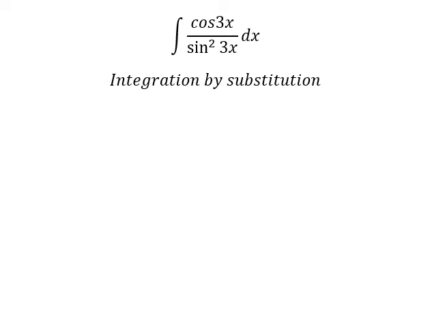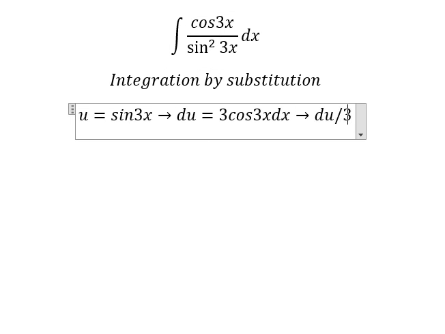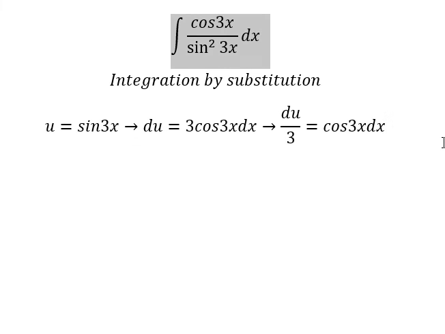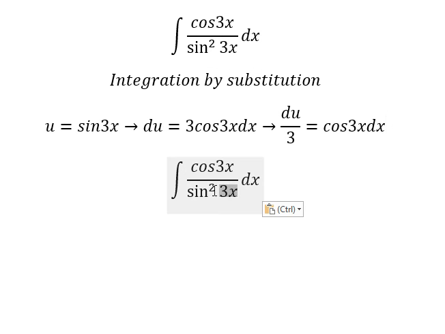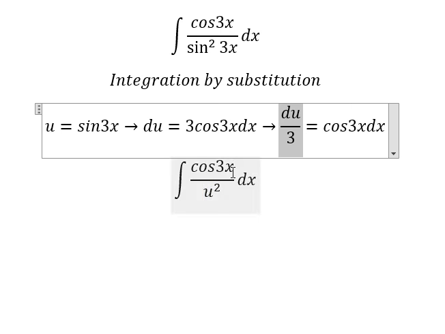So I will put u equals sine 3x. After that, we need to first take the derivative of both sides. And we have it like this, because we don't have the number 3, so we need to divide both sides by 3. So this one we change for u, and we have u squared cosine 3x dx, we change for this one.